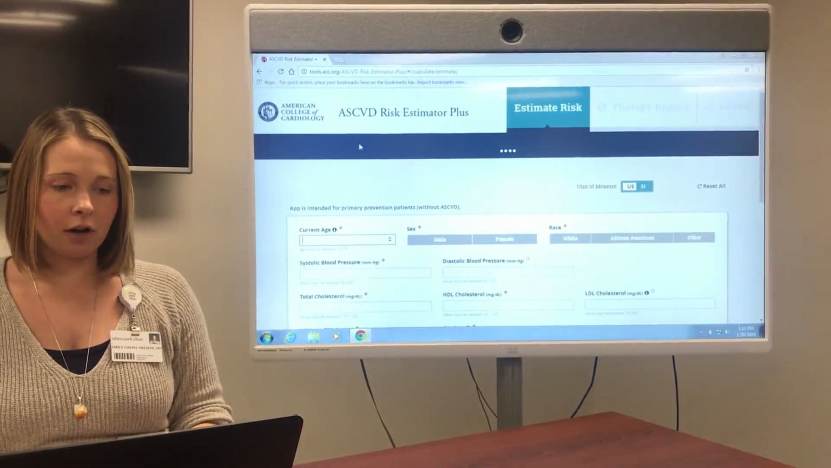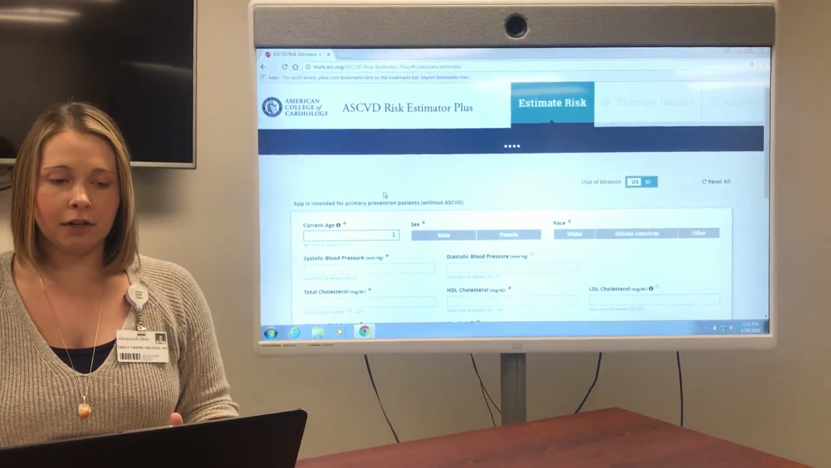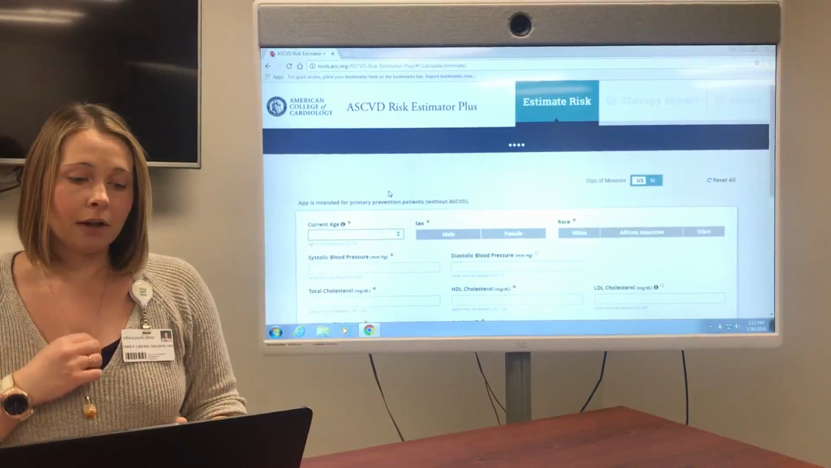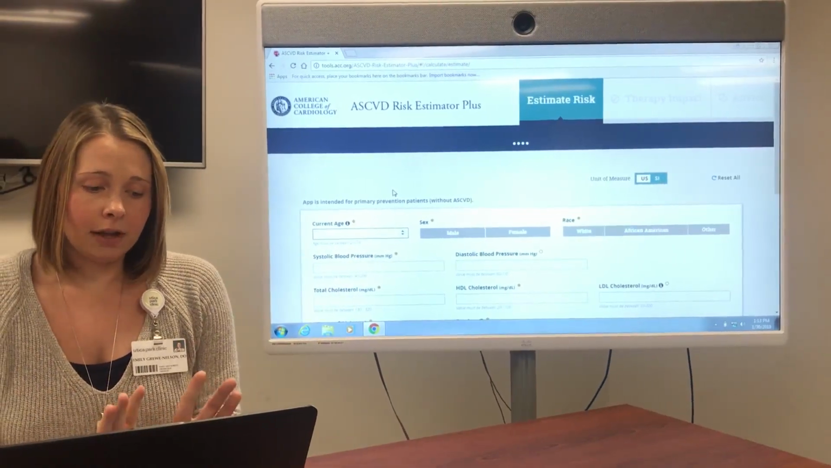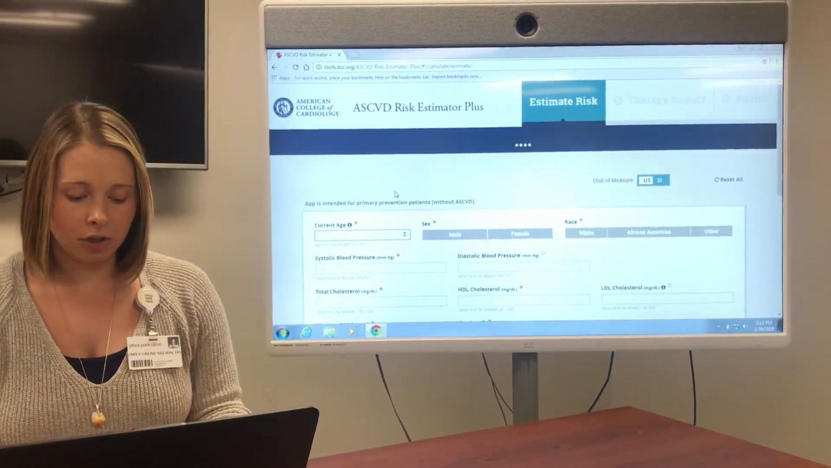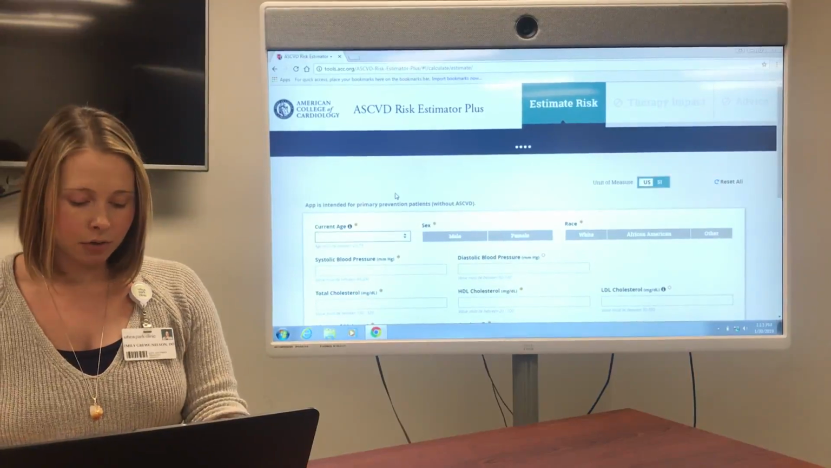This is the American College of Cardiology's ASCVD risk estimator. I use this quite a bit. It both has a computer screen as well as an app that I utilize. So we're going to go through a couple cases.